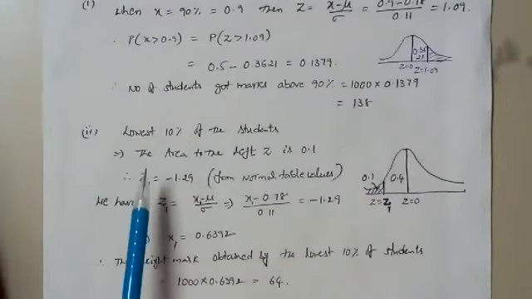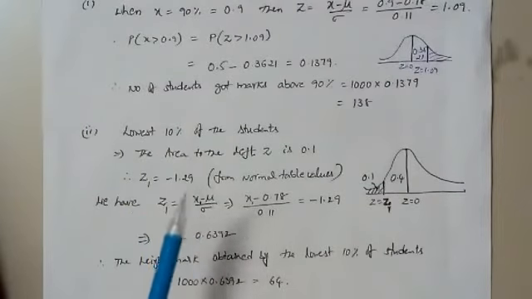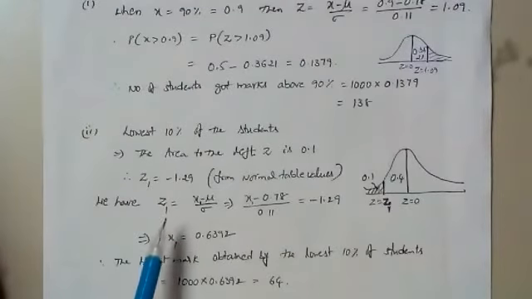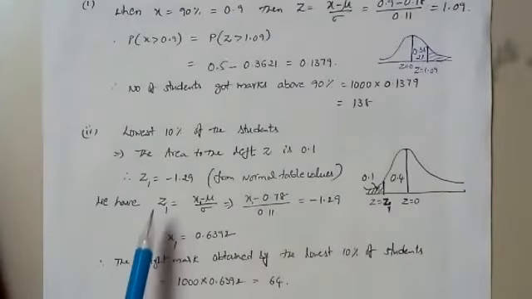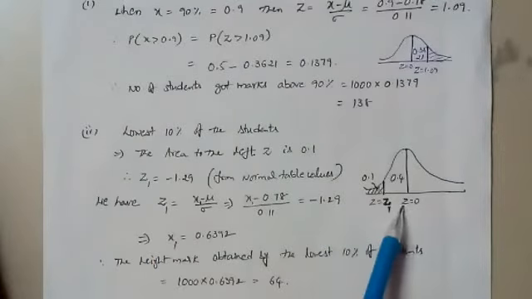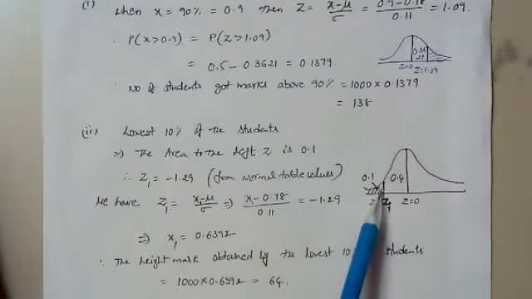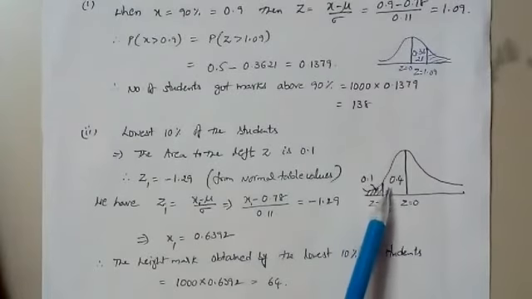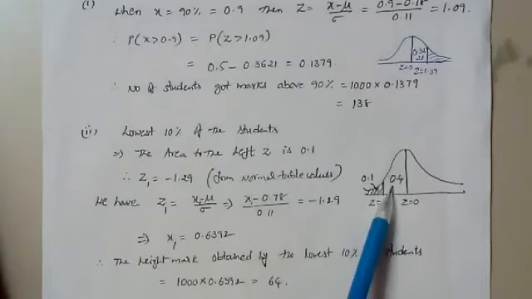Now coming to the second question. What was the highest mark obtained by the least 10% of the students? So least 10% of the students means the area to the left of z. So this is the z value. 10% is 0.1. So you have to select this part. So this part is 0.1. Whenever this part is 0.1, how much remaining should be there to get the total half area as 0.5? So you have here this part as 0.4.